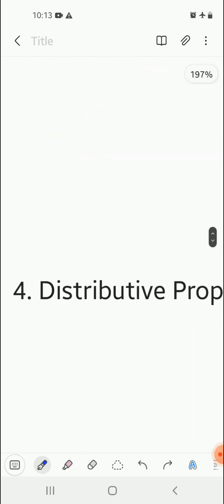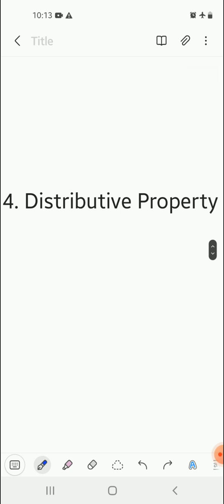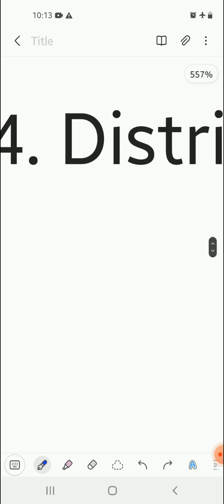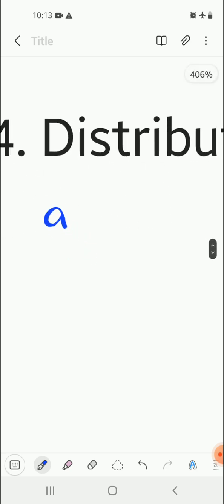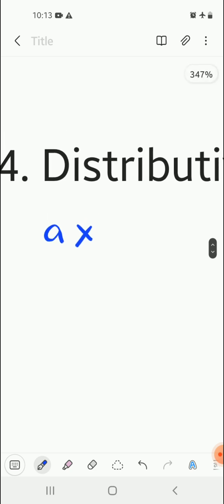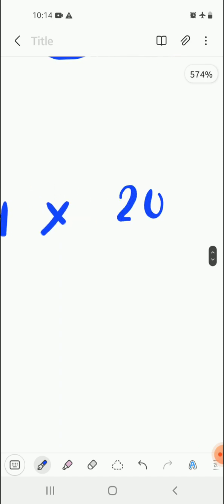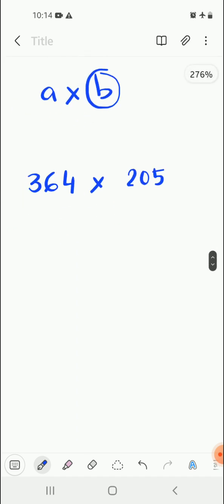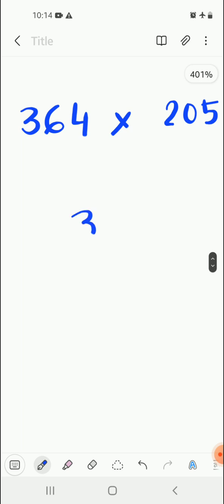Moving on to the fourth property, it is the distributive property. This property is used to make multiplication much easier. For an example, if we are multiplying something by a bigger number, we can expand this number in order to find the result. For example, 364 into 205. Now, if we want to find its product, it will be 364 into 205.